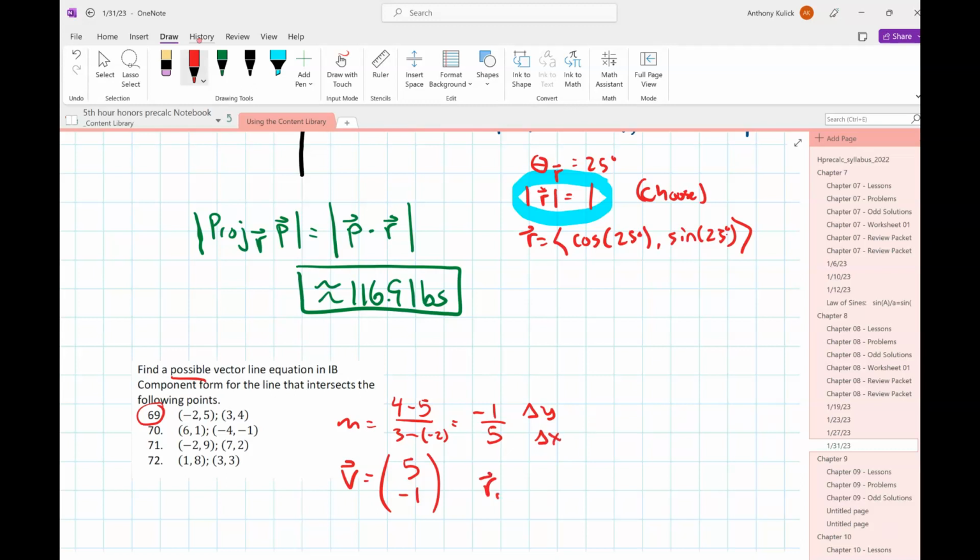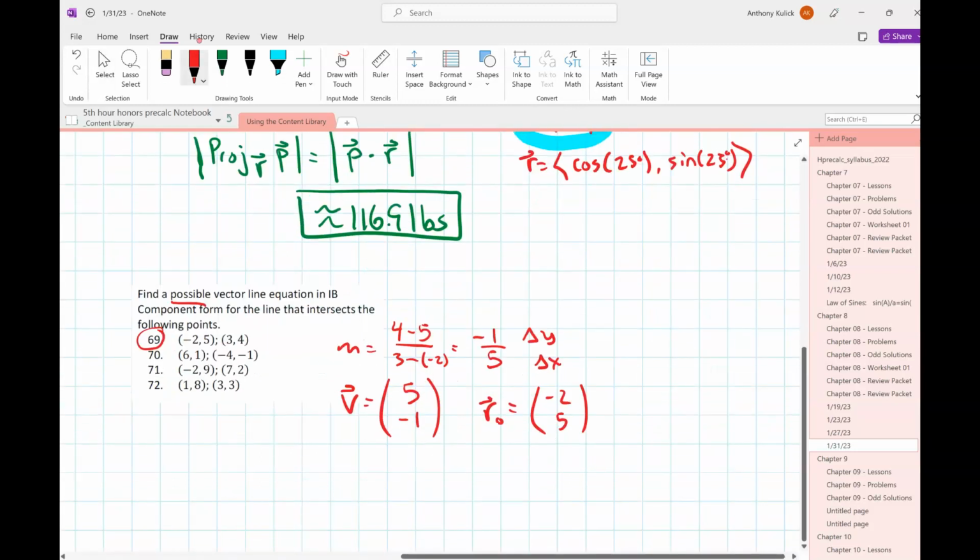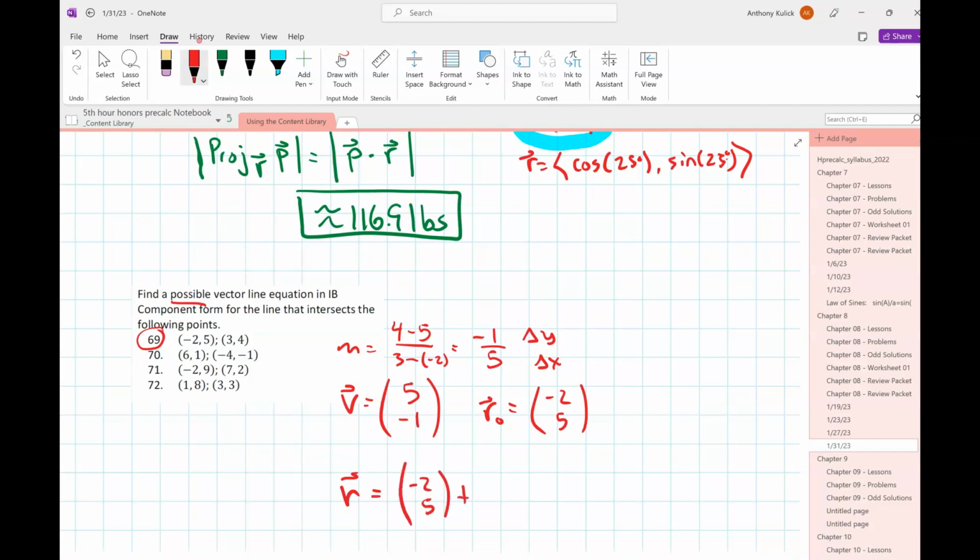And then the other part I need for my IB vector equation for a line is a point vector. Well, I could use either negative 2, 5 or 3, 4. I could find some other point that lies on those lines, but why would you do that? Use one of the two. And that's all we need. So I have R0 plus VT. And that'll do it. Okay?